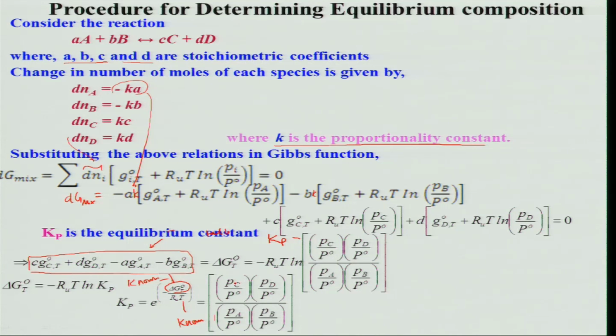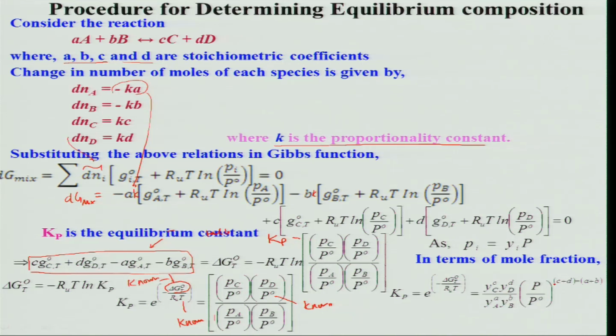And then you will have to find out this: P naught is known to you, but do you know P d, P c, P a, P b? You really do not know those things, right. Can we express the partial pressures of species like P c, P d and P a, P b in terms of mole fractions? Then we have the power c plus d minus a minus b.